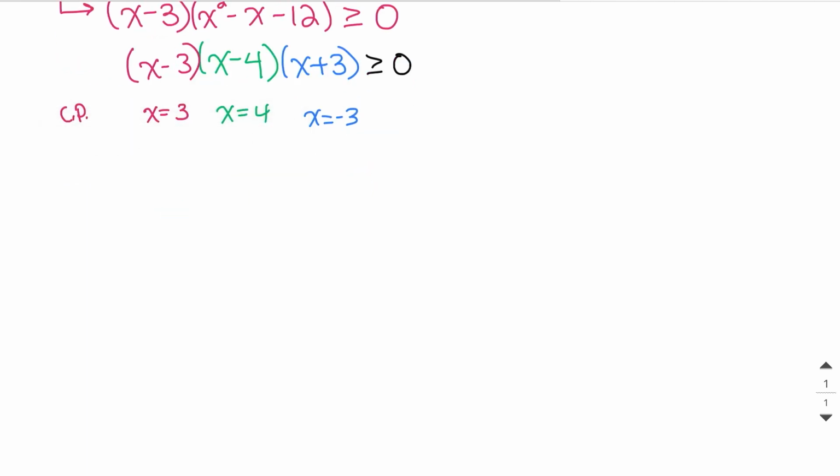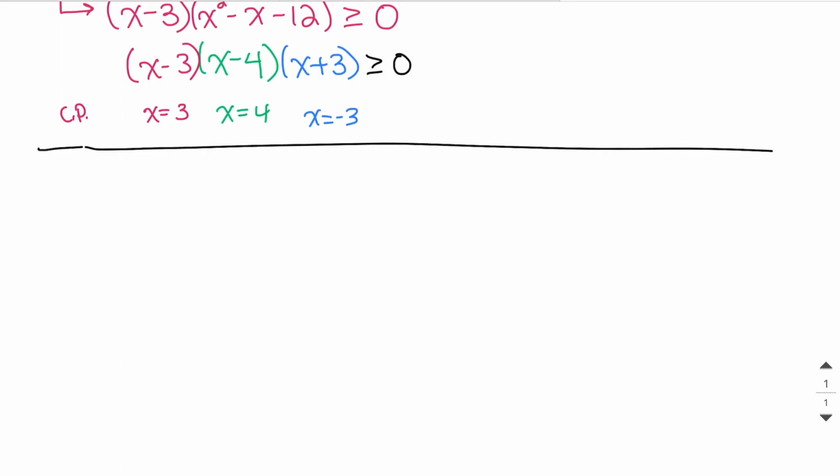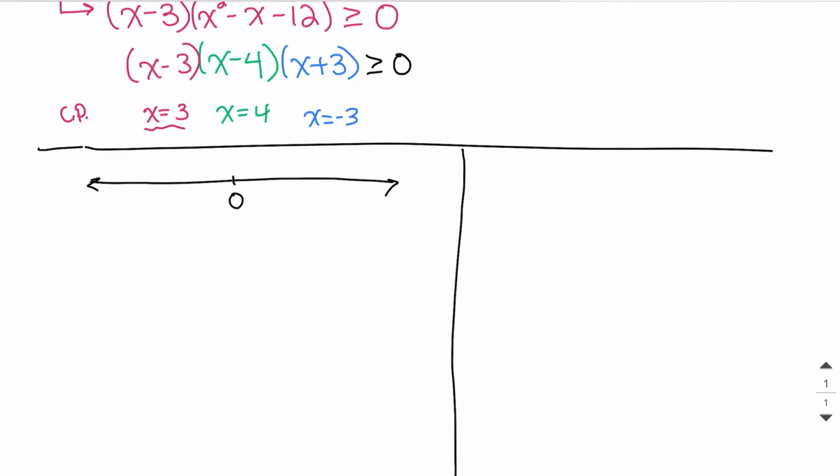Okay, so for the next thing that we're going to do, I'm going to show you 2 different ways to do this. So maybe cut your paper down the middle for the rest of this, so that way you can see both ways that we're going to do this. So if you see here, our first critical value, let me put in 0 for starters. Our first critical value that we're looking at is x equals 3. Our next one is x equals 4. And our next one is x equals negative 3.